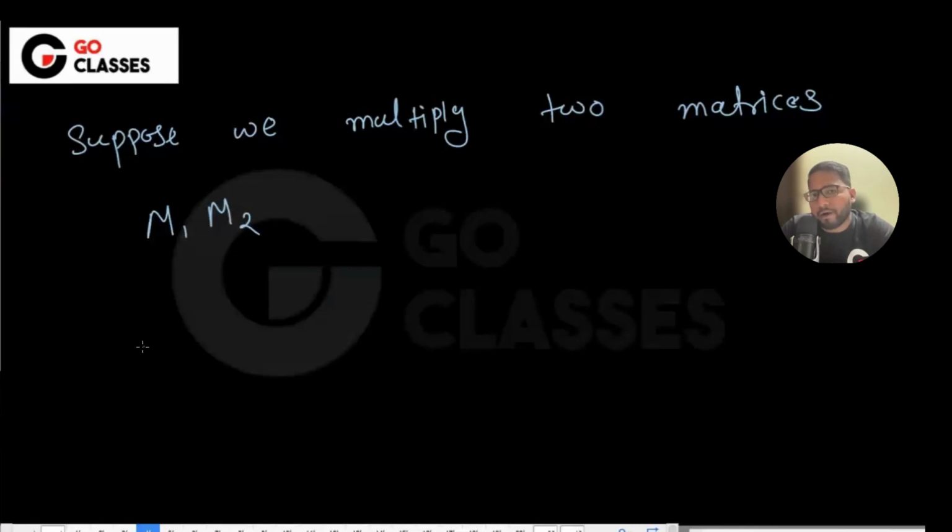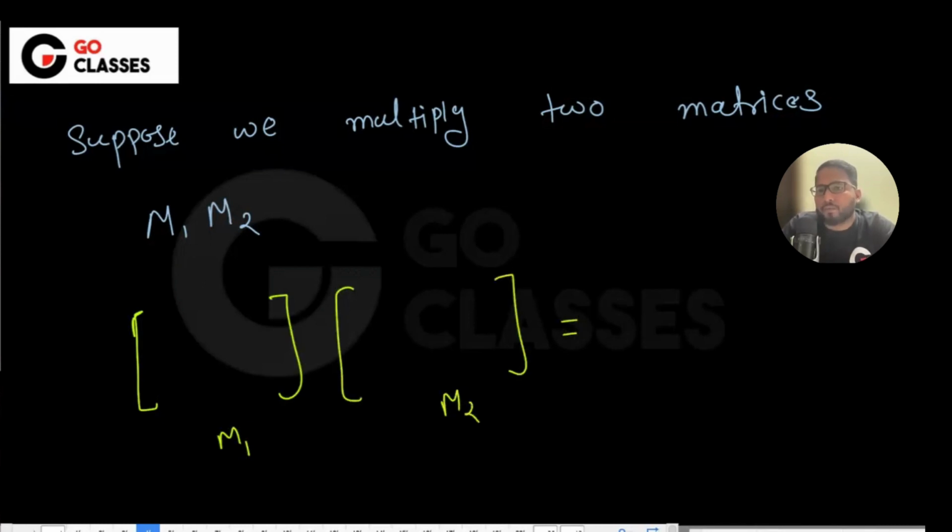Suppose that you have something like this. As you already know, let's suppose this is M1, this is M2, right? Then after multiplication, what you will be getting? You will be getting some matrix. Can you tell me how each column of this matrix behaves? This column will be a linear combination of the columns of M1 or columns of M2. Yes, columns of M1, right?